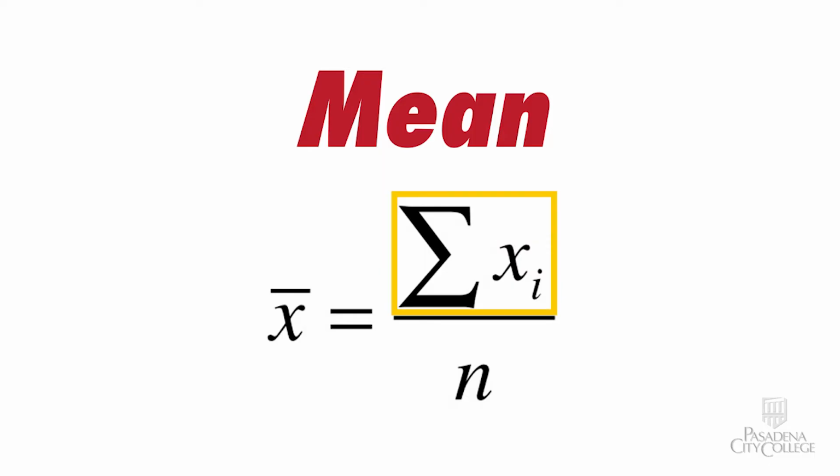Right, so when you see sigma xi, that means you're adding up a bunch of data values, and the answer you get is going to be the numerator. The denominator is the letter n. That just tells you how many data values you have. So we're going to add up all the numbers and then divide by the number of data values. Right, that gets the mean, which is the average.